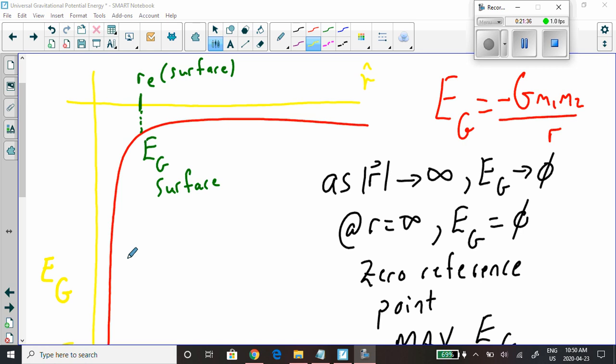So what I've done here is I've plotted this new function we have, this new equation for universal gravitational potential energy. It's always negative. There, I graphed it. It's in red. All right.